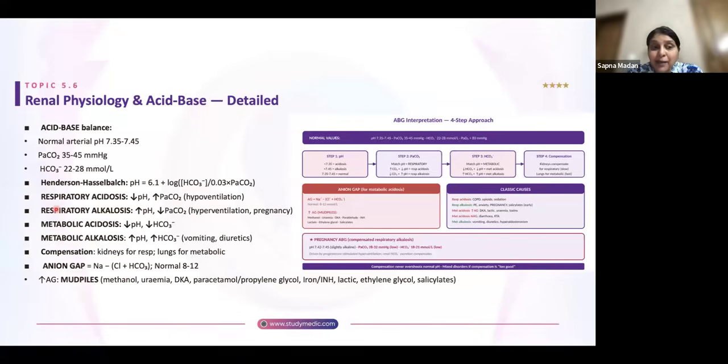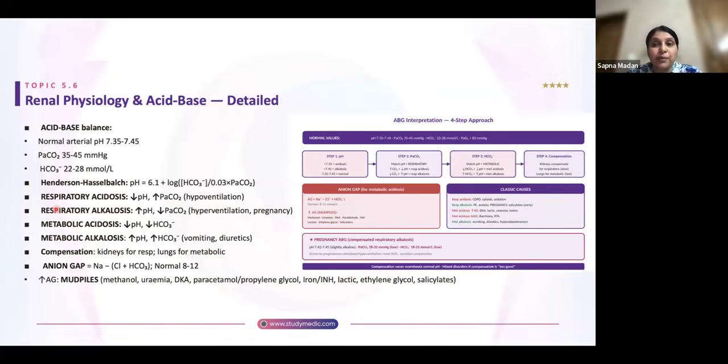What is an anion gap? An anion gap is the difference between sodium, which is the positively charged ion, and the sum of chloride and bicarbs. This is the anion gap, and it is normally between 8 to 12. And there is an increased anion gap in these conditions.